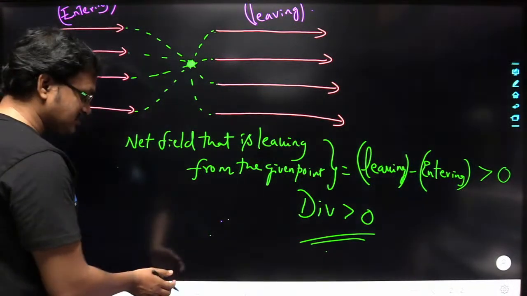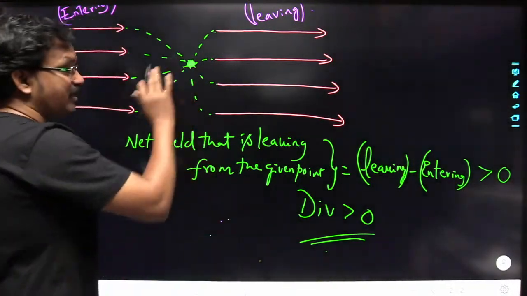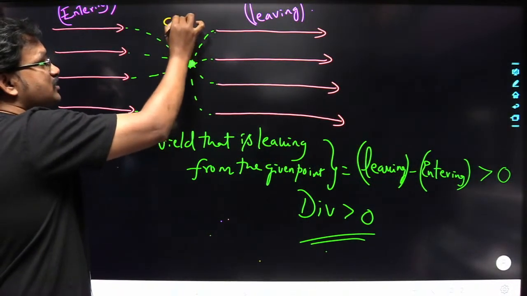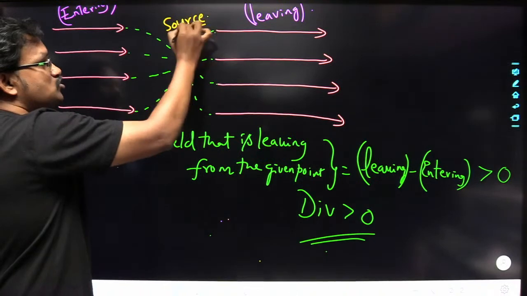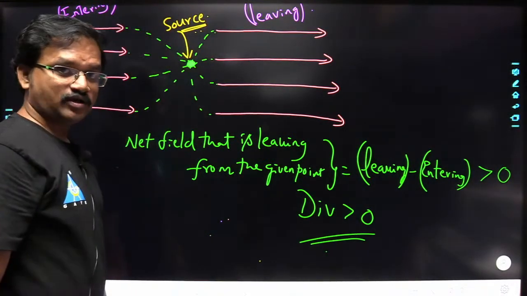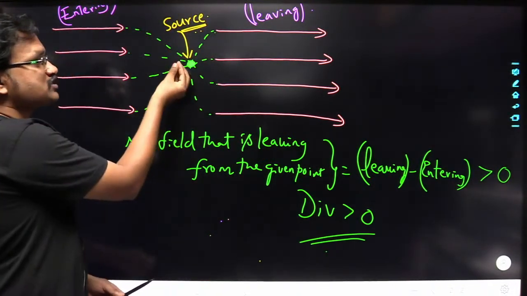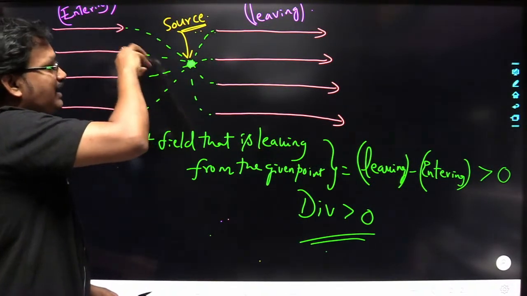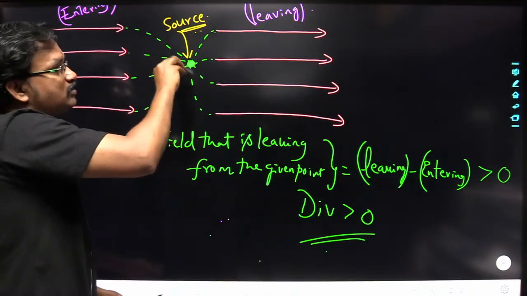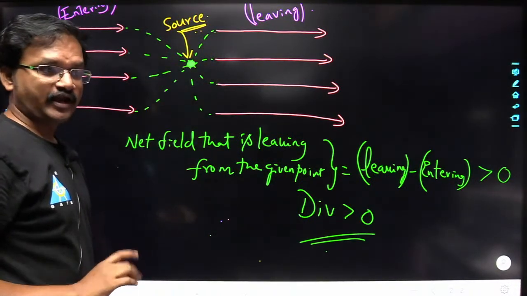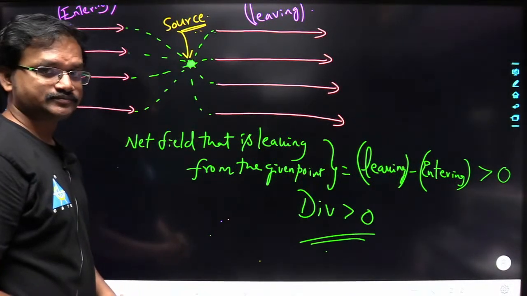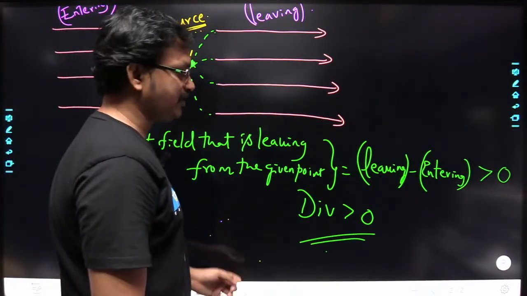So if divergence is greater than 0, that means at this point a source must be present. Yes or no? So there exists some source of this vector field at this location. That's why the field that is entering is lesser when compared to the field that is leaving. So exactly at this point some source must be present. Understood? Is this point clear?